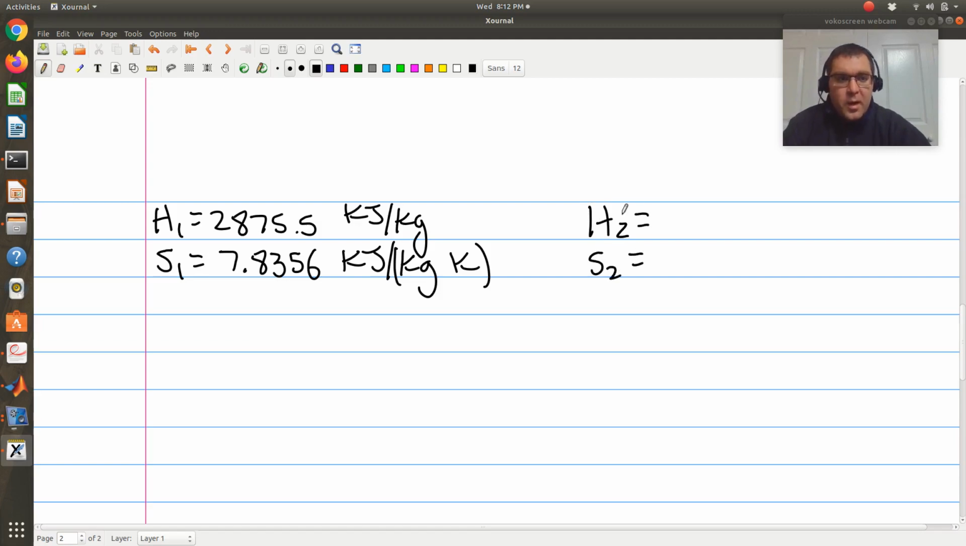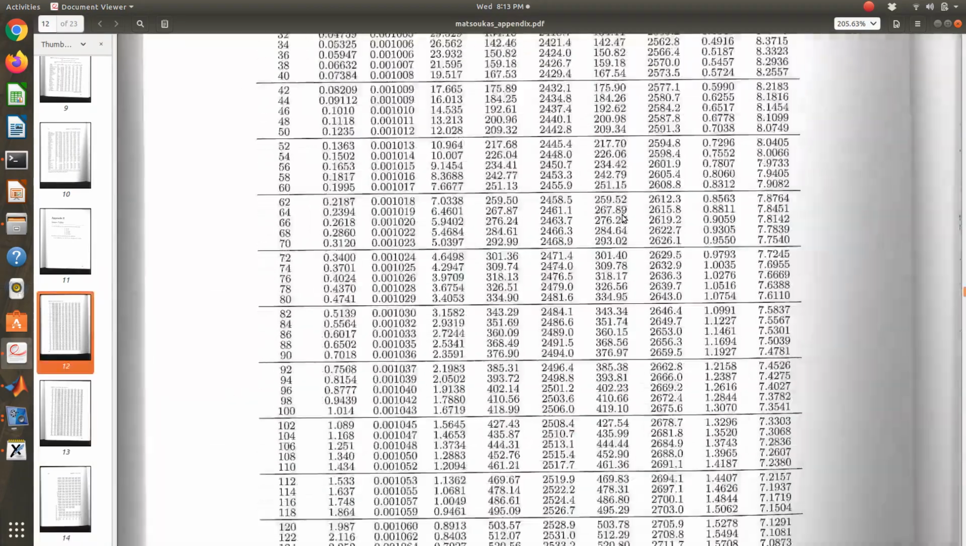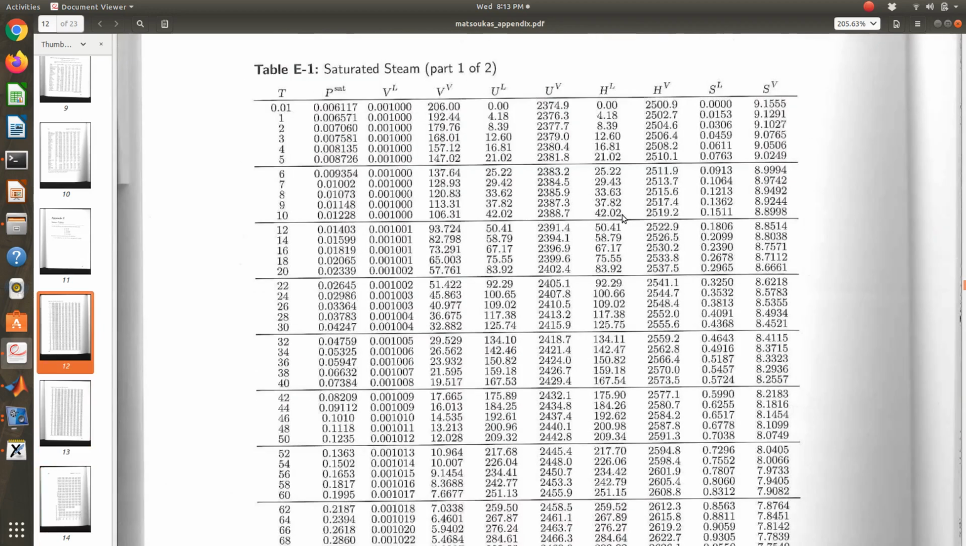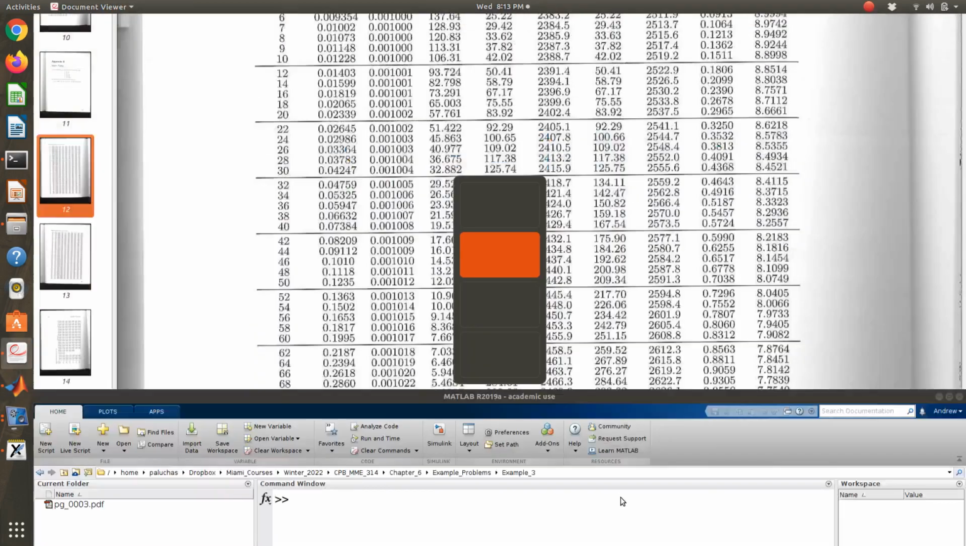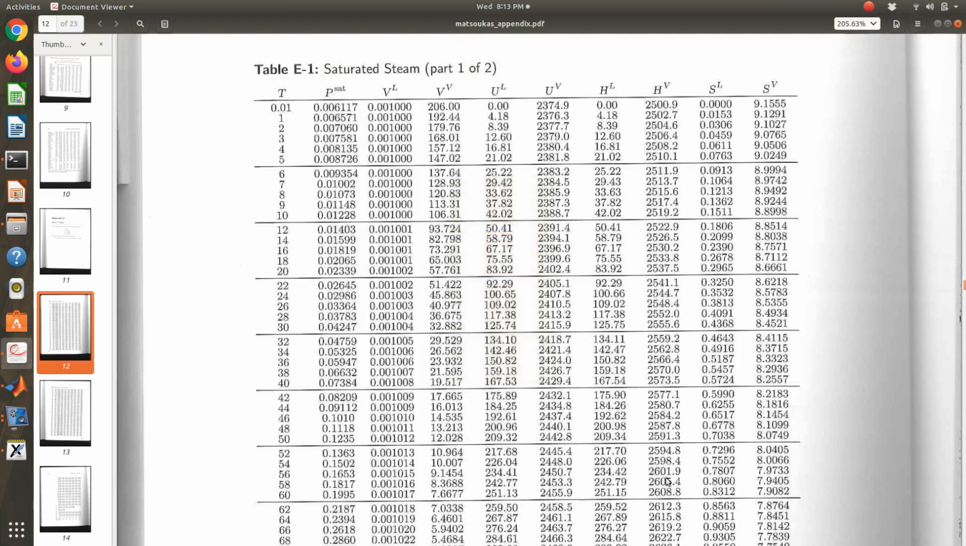All right, so now to get state 2, we said we're going to assume that the properties of a compressed liquid are the same as the corresponding saturated liquid at that T. So I go to my saturated steam tables and I look for 60 degrees C. So we're assuming that at 60 degrees C, the properties of our liquid are the same as at 1 bar. All right, so I get H of the liquid, which is here, 251.15, and S2 of my liquid is 0.8312.